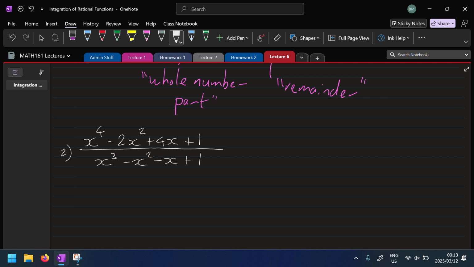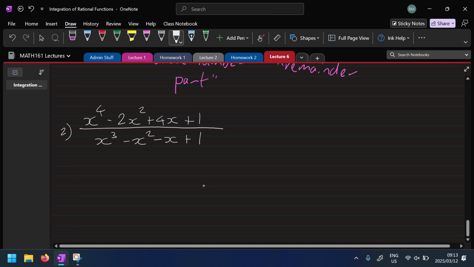Okay, so before we look at any cases or anything like that, we look at the degree of the numerator, 4. The degree of the denominator, that's 3. 4 is larger than 3, so we have to do polynomial long division. So let's do that.